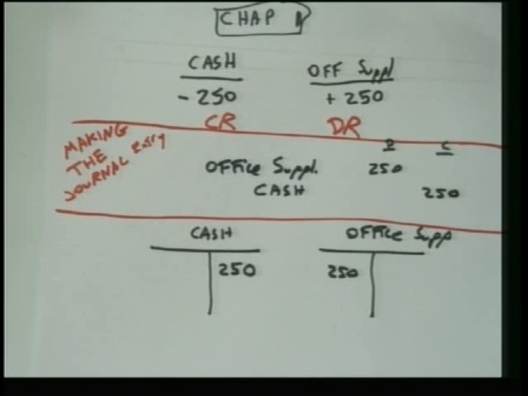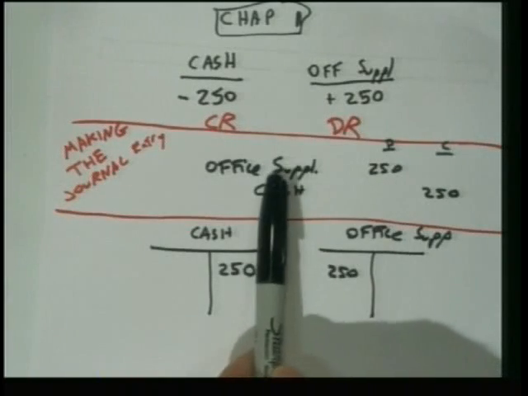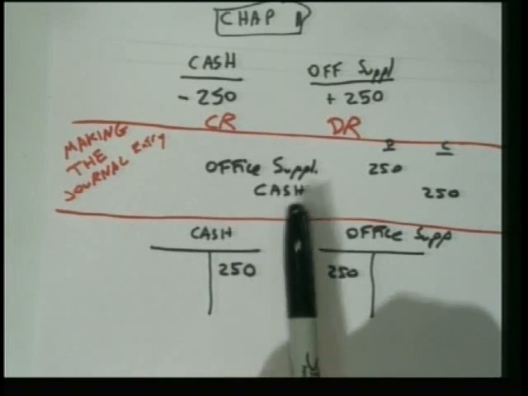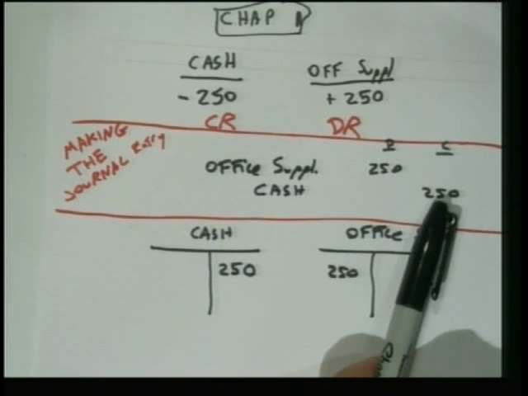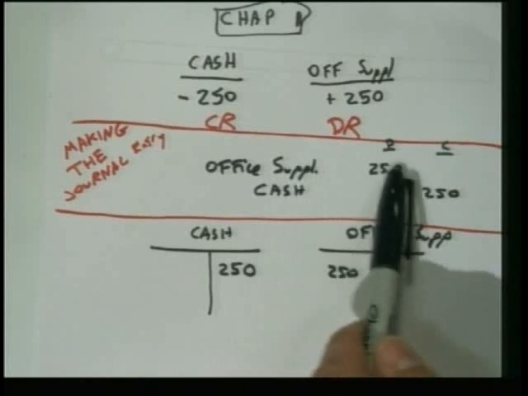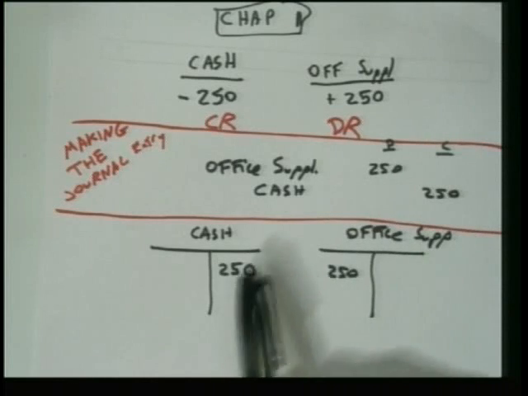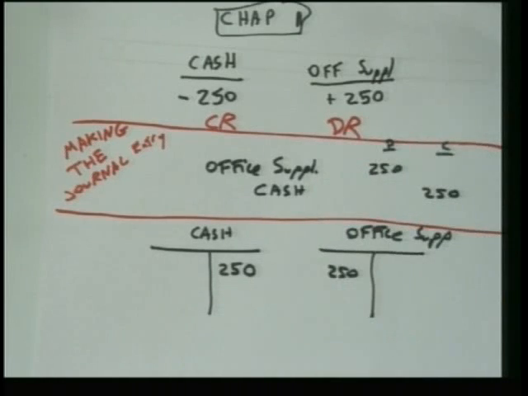A journal entry is a notation that we make that says that we need to go to the office supplies T account and debit it for $250. We need to go to the cash T account and credit it for $250. Are you with me? We go to office supplies, debit it for $250. We go to cash, we credit it for $250. That is called making the journal entry. Have you guys heard about making journal entries in accounting? This is what we're going to be doing. We're going to be making a lot of journal entries.